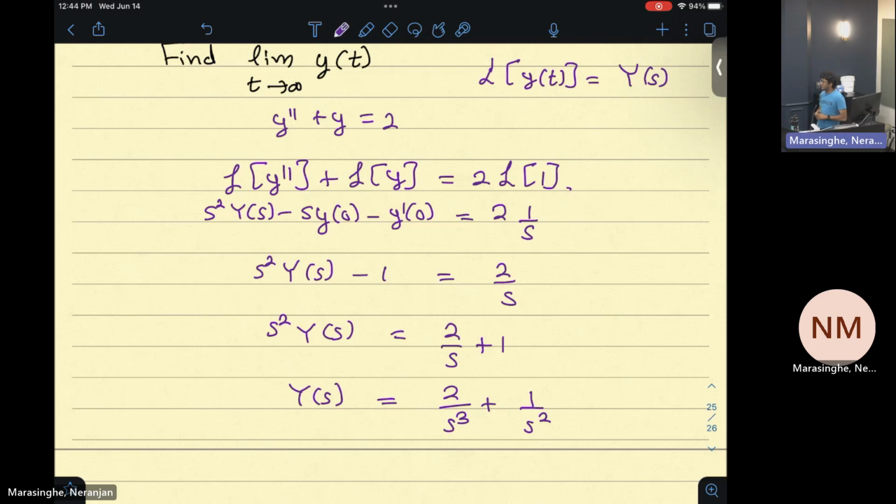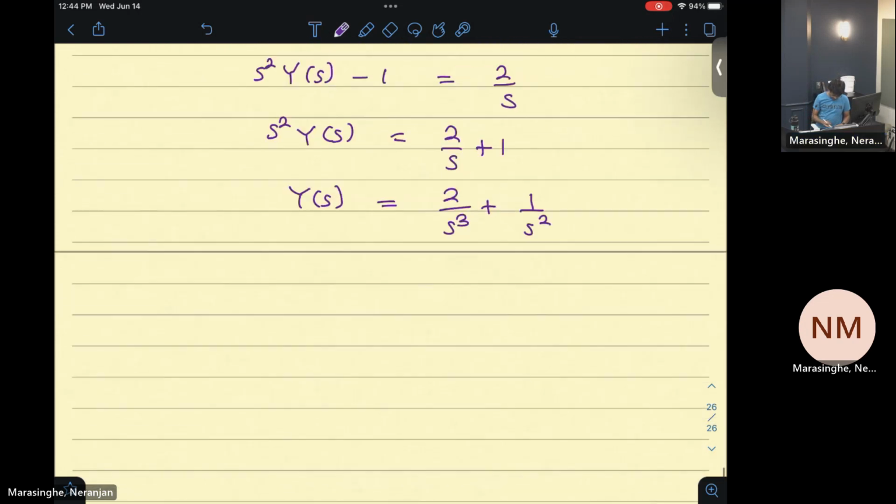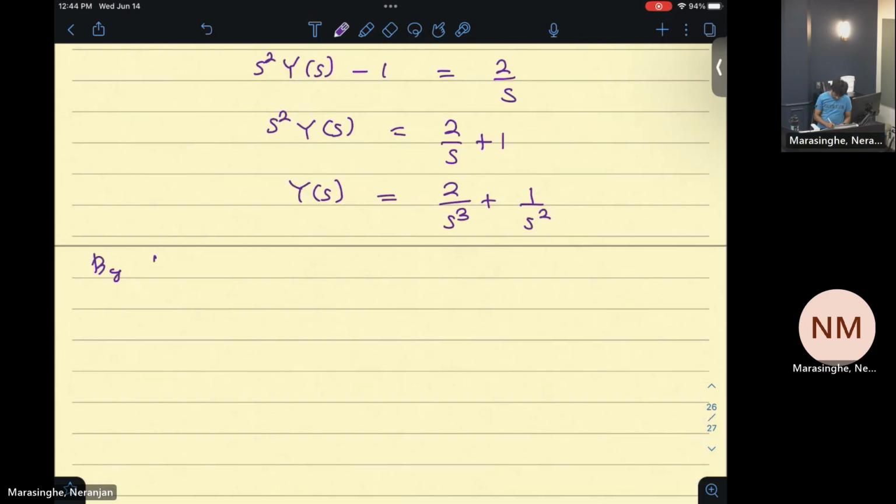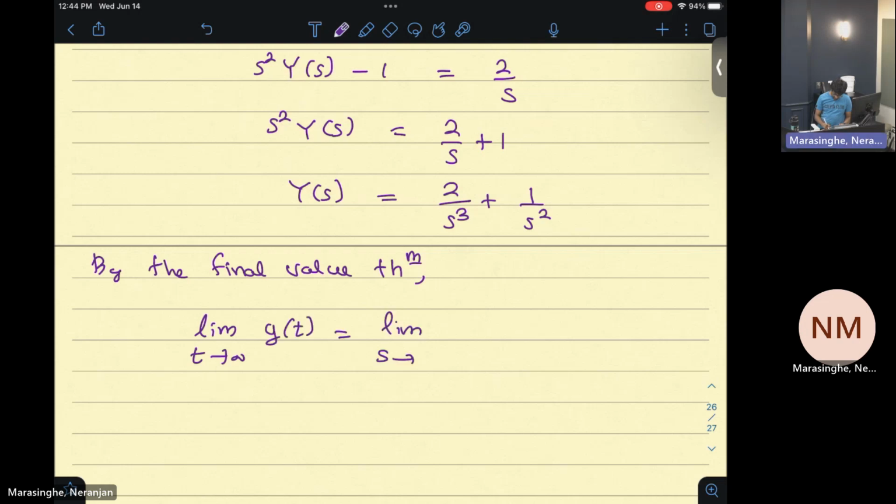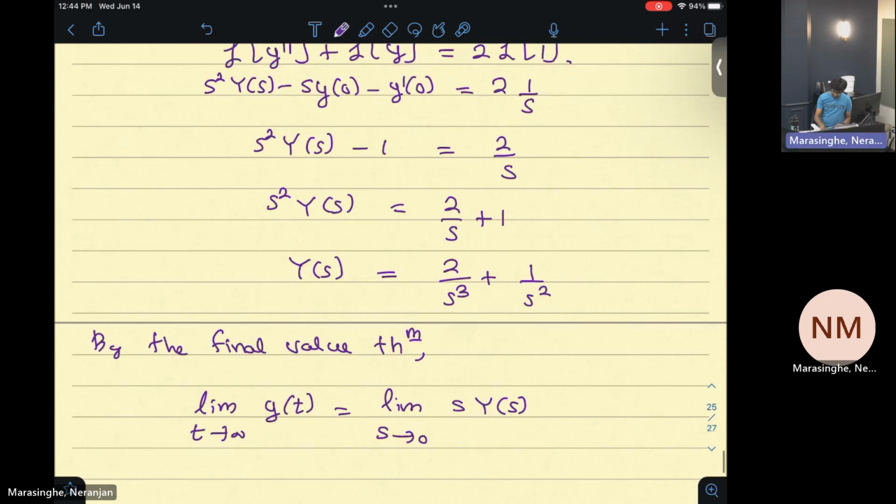So what can you say about its stability? Let's apply the final value theorem. By the final value theorem, we have the limit as t goes to infinity of y(t) is equal to the limit as s goes to 0 of s times Y(s).